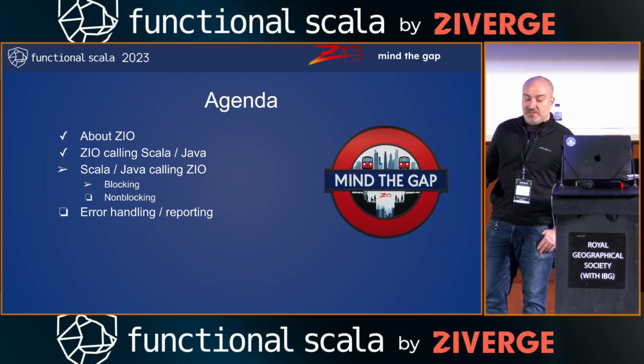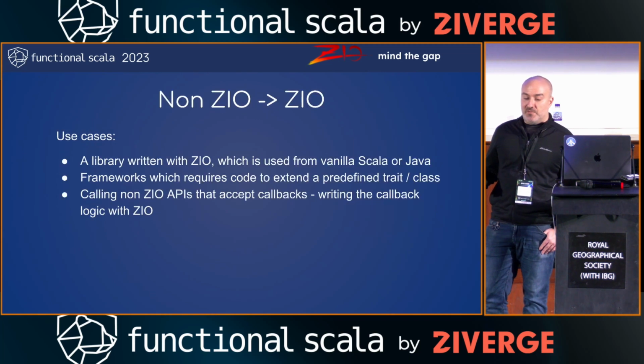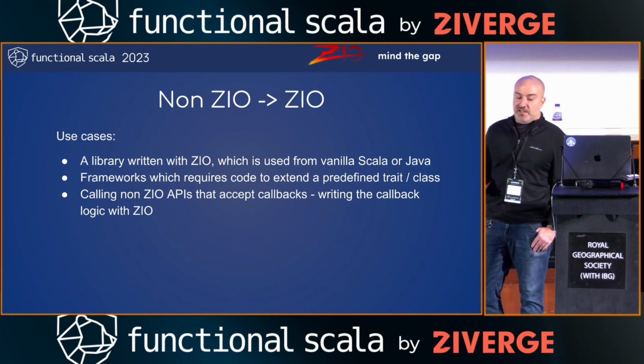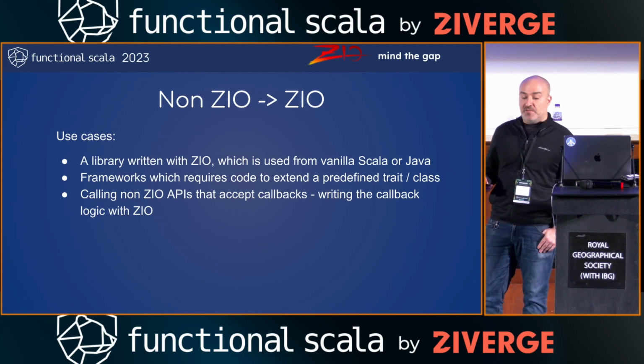So this is about ZIO calling Scala. Now, if we're writing a library that we want to run in ZIO, but we want our users to use it from regular plain Scala code or even Java, or we have to plug it into some framework where we have to extend some predefined trait or class, or sometimes there is a callback in our Scala API that we want to implement in ZIO, then we need to convert from ZIO to the non-ZIO world.